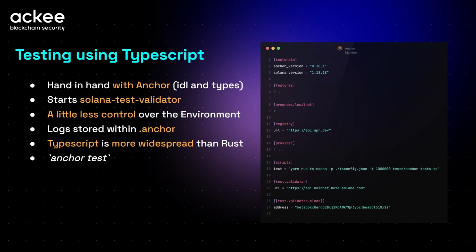Almost the last point is that I think TypeScript is more widespread than Rust. As I already mentioned, this approach is kind of standard for writing tests on the Solana blockchain, so this is kind of an advantage, as some other developers are not as familiar with Rust tests as with TypeScript tests. Yeah, and the last point is the anchor test command, which you probably already know, as this is quite common for testing.